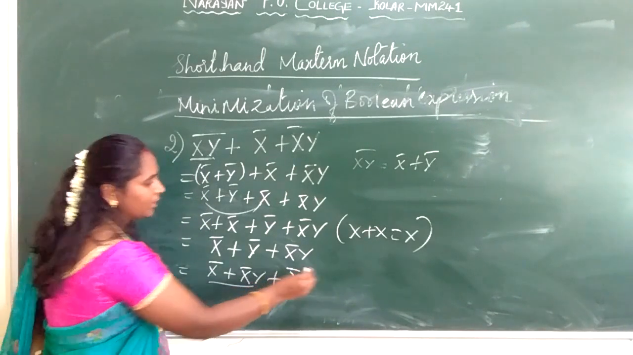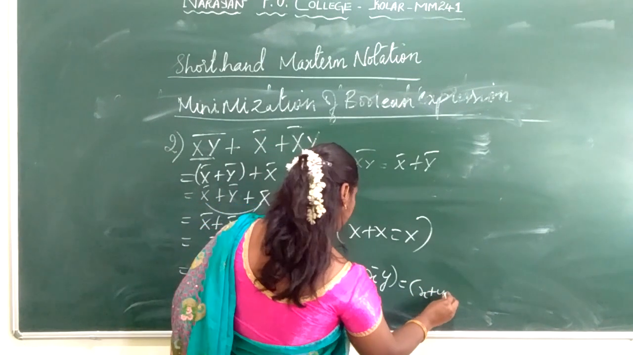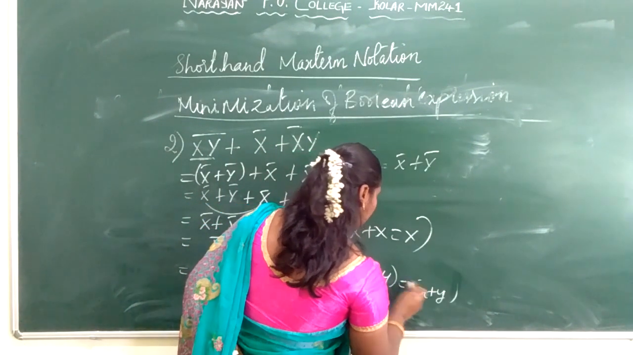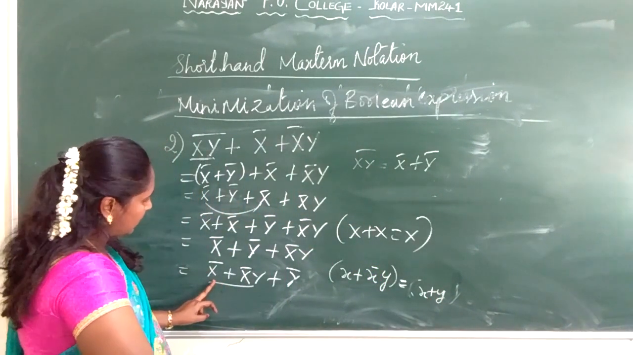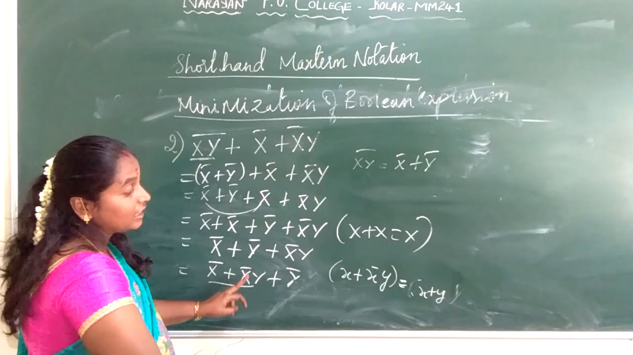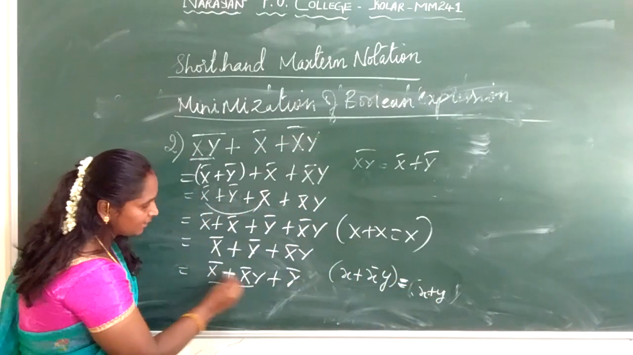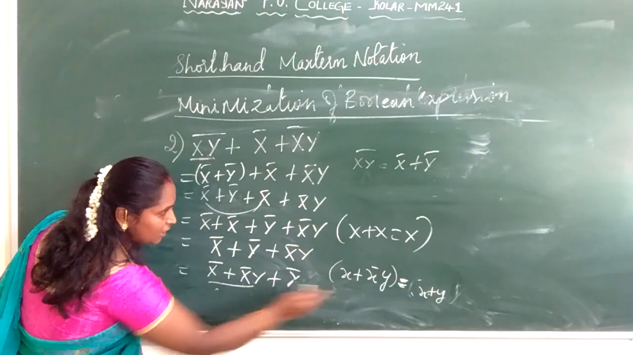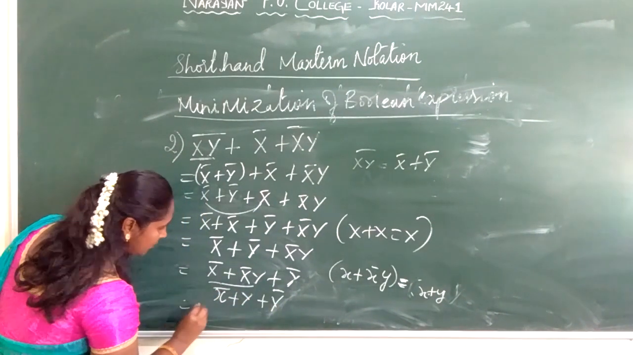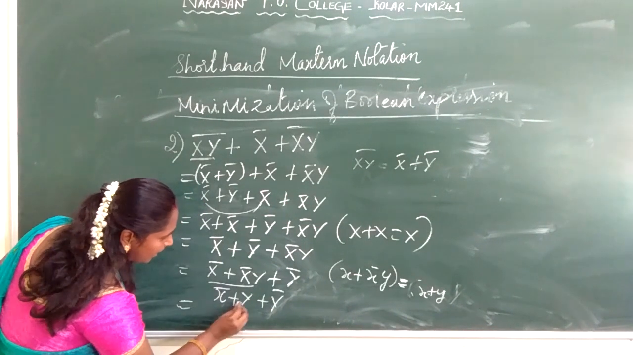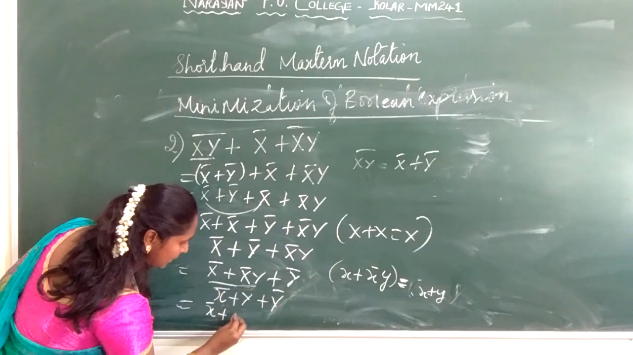So use the distributive law, that is x plus x bar y is equal to x plus y, using this law. The third distributive law, that is x plus x bar y is equal to x plus y. So here it is x as it is, y. So that is x bar plus y, plus y bar. So here it is x bar plus y. So x bar as it is, y plus y bar. y plus y bar is nothing but 1.